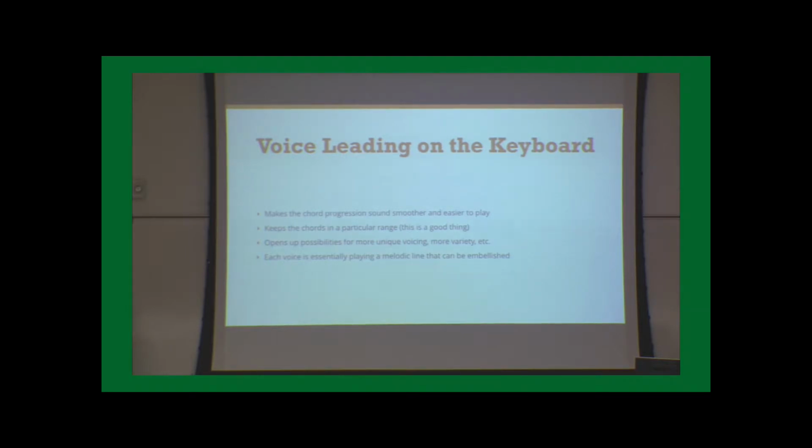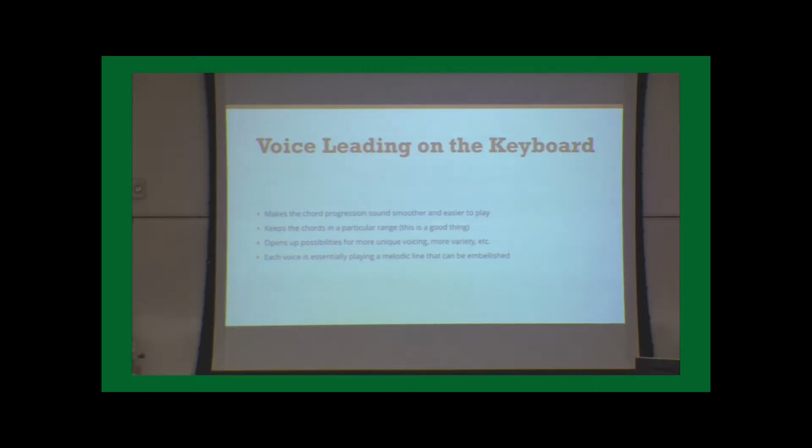Each voice, and you guys know what each voice is because originally this was the first instrument. When you lay out a chord, root, third, fifth, each component is referred to as a voice. But each voice is essentially playing a melodic line that can be embellished, and that's where those nice, colorful, more variety opportunities come in when you move from one to the next.